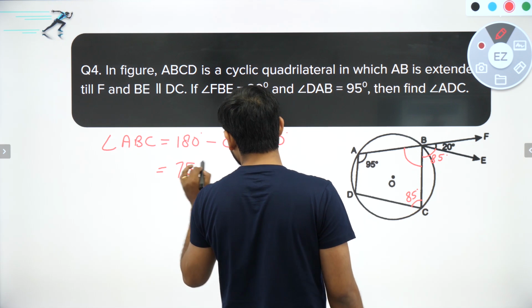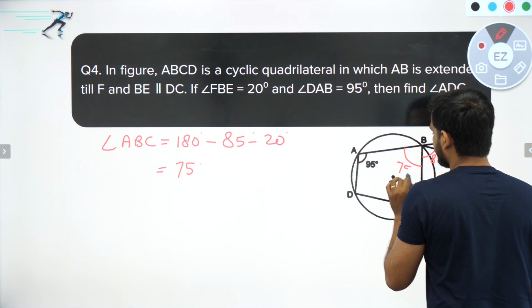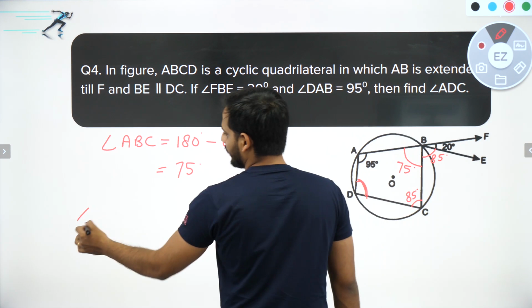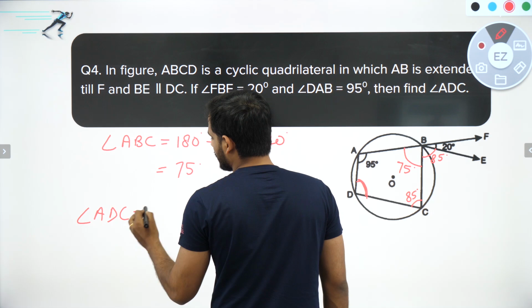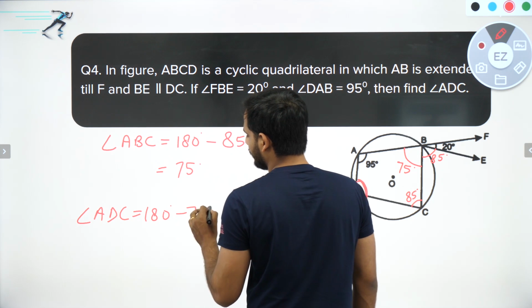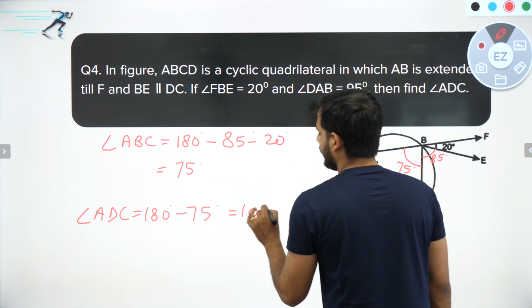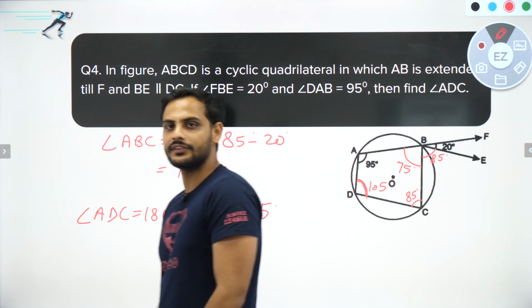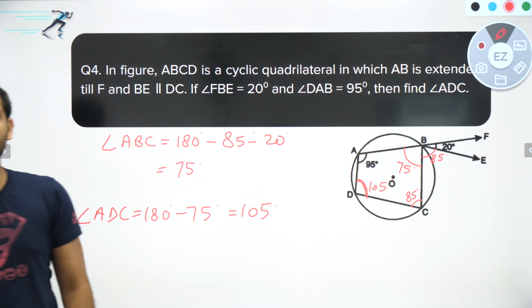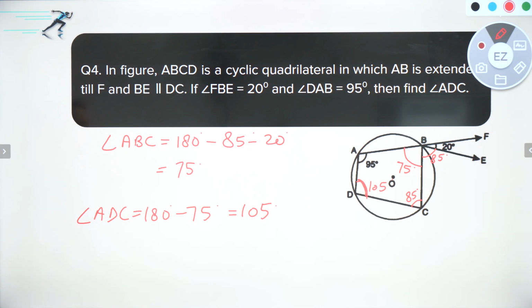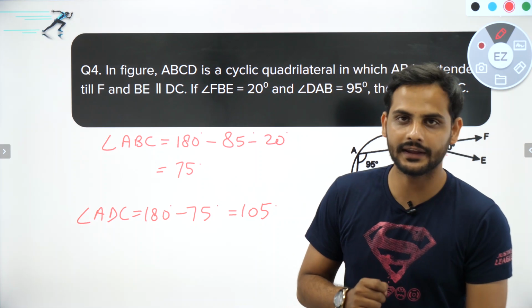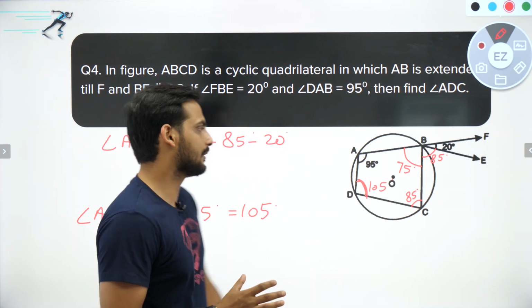That means 75 degrees. So this angle is 75 degrees. If this angle is 75 degrees, the opposite angle has to be, so angle ADC will be 180 minus 75, which means 105 degrees. Correct? So this is how such kind of questions can be solved very easily. Understood? You can see, bachcho, I'm not using many theorems, just a basic theorem, which is that the sum of the opposite angles in a cyclic quadrilateral is supplementary.